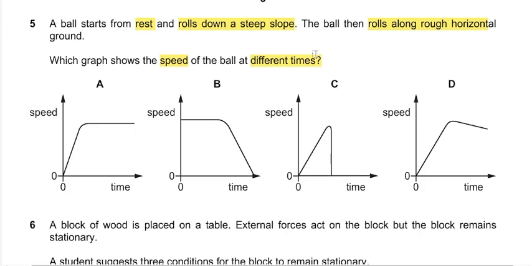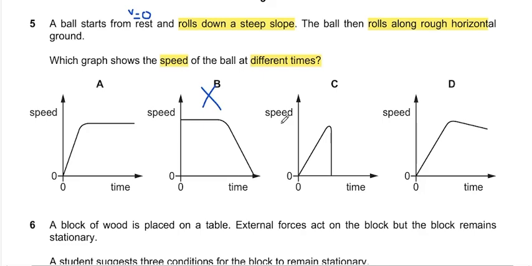The easiest way to solve this question is if you look at the graph step by step. Initially, starting from rest, that means its speed has to be 0. Now, we can see that speed is starting from 0 when time is 0. But here, when time is 0, the speed is not 0. So we can cut B out. And here is starting from 0 and here is starting from 0. This way we were able to cut B out. We're left with A, C or D.